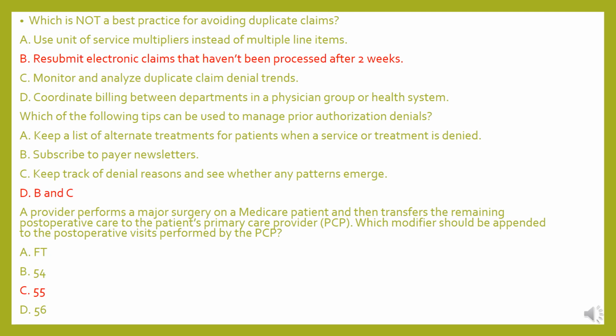Which of the following tips can be used to manage prior authorization denials? A. Keep a list of alternate treatments for patients when a service or treatment is denied. B. Subscribe to payer newsletters. C. Keep track of denial reasons and see whether any patterns emerge. D. B and C.